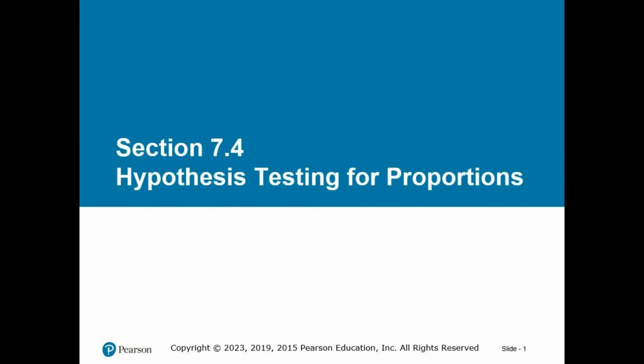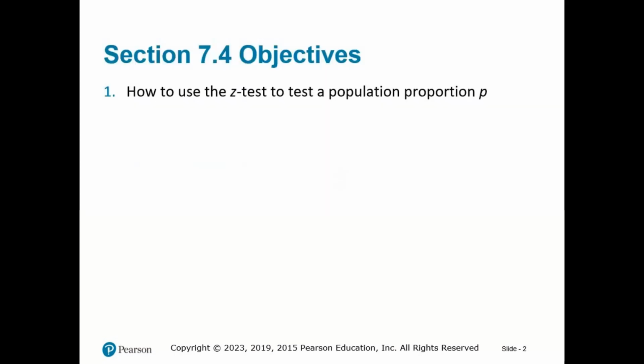Welcome to the lecture video for Chapter 7, Section 4. Hypothesis testing for proportions. Today we're going to be focusing on one thing, how to use the z-test to test a population proportion P. We're going to wrap up our discussion of hypothesis testing for populations' different parameters. Now we're working with proportion P.